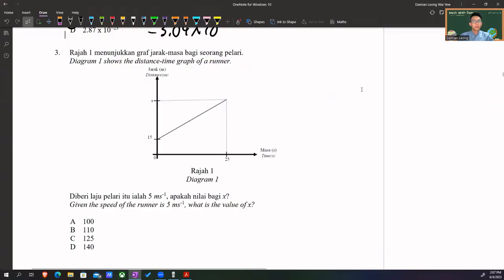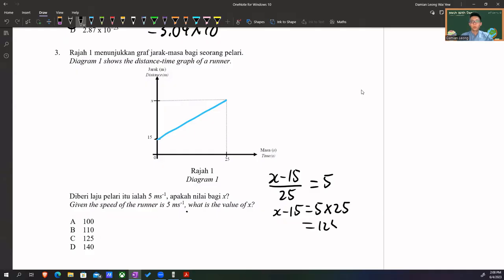Then question 3. Given speed of the runner is 5 meters per second, what is the value of x? Speed of the runner. So this is distance against time graph. To find speed, basically is the gradient of this part, which is change in distance over change in time. So change in distance is x minus 15 over change in time, 25 seconds. So it's equals to 5 meters per second, means x minus 15 over 25 is 5. Bring over the 25, times 25, 125. Bring over the 15, minus become plus 15. So x is 140. Answer would be D.